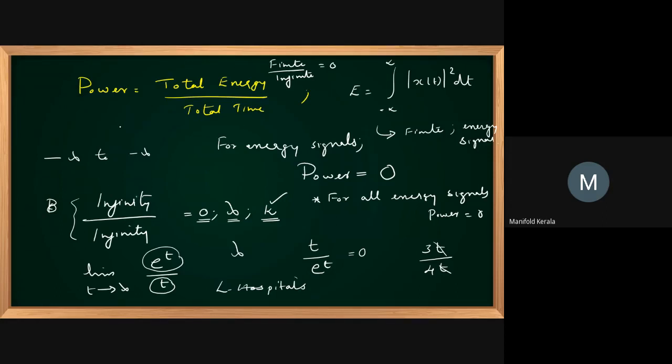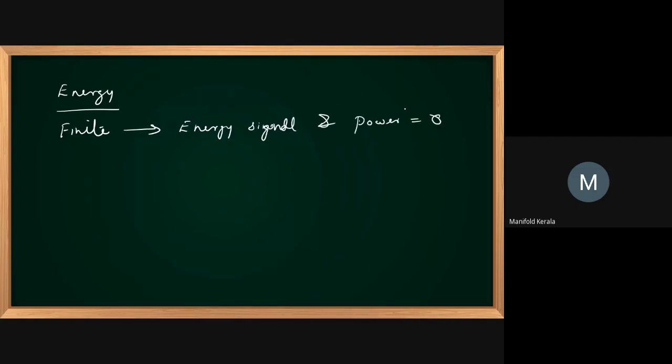Power can be 0, power can be infinity, and power can be a constant value, correct? And for all energy signals, power is equal to 0. So when you call a signal a power signal, that is the next point. We know if energy is finite, then it is an energy signal, correct? Then it is an energy signal, and power will be equal to 0.